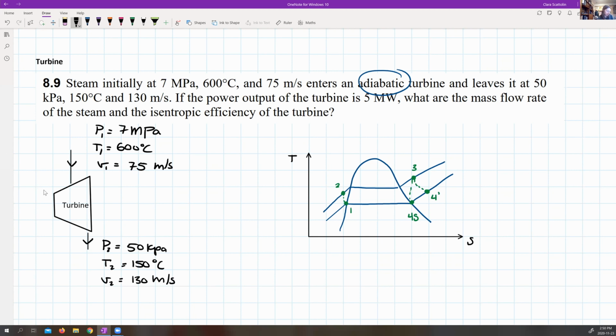Is there anything else that we need? I know that the work of the turbine is equal to 5 megawatts, which if I want to convert into kilowatts, because it's the unit we normally work with, everything is in kilojoules, we're going to know that it's 5 times 10 to the 3.